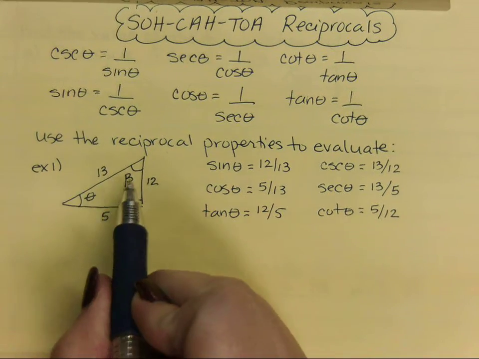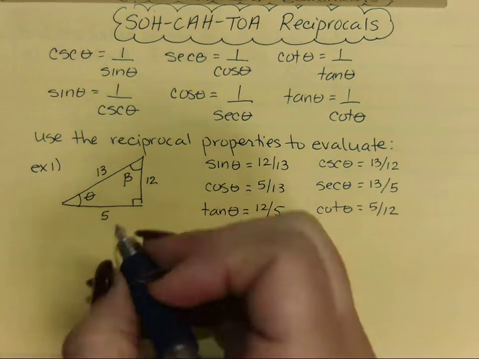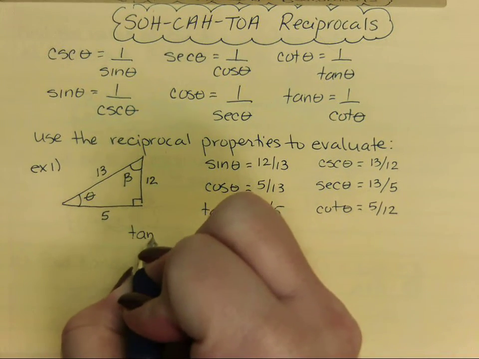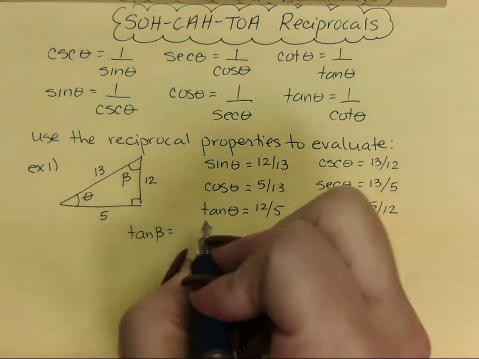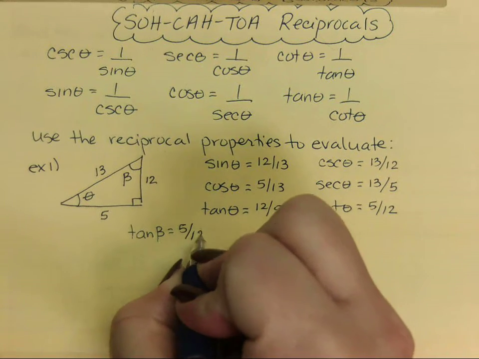You can answer questions about beta. So like if I just gave you a random one and said, what is the tangent of beta? All right, so now you just have to know, looking at beta, now your adjacent and opposite sides are going to change. And so that's going to be 5 over 12.